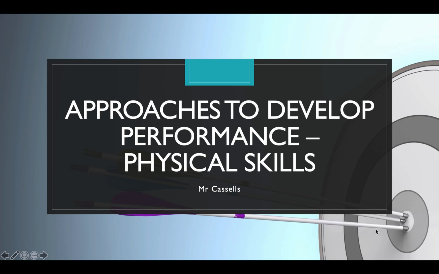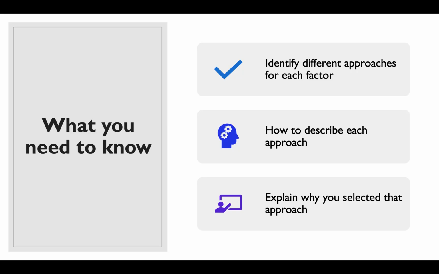Hello and welcome to this video on approaches to develop performance for physical skills. What you need to know at National 5 PE. You need to be able to identify different approaches to improve your skills, you need to be able to describe these approaches, and you need to be able to explain why you selected this approach.